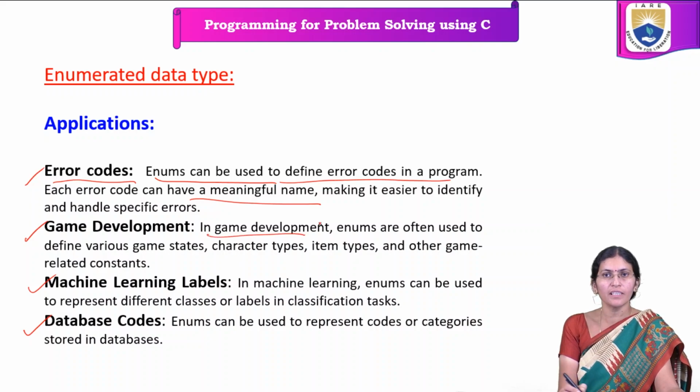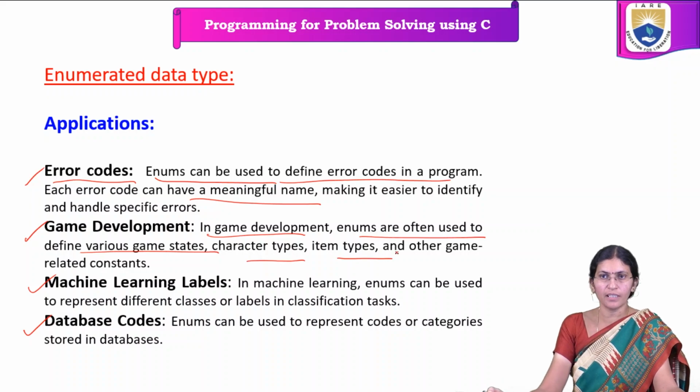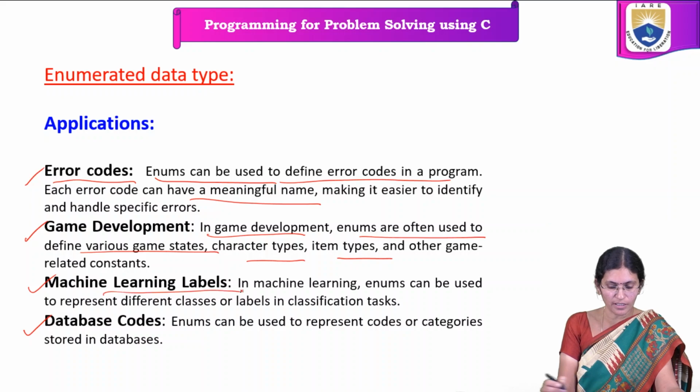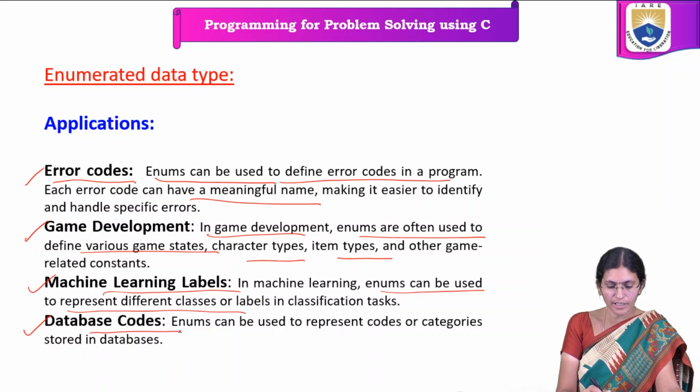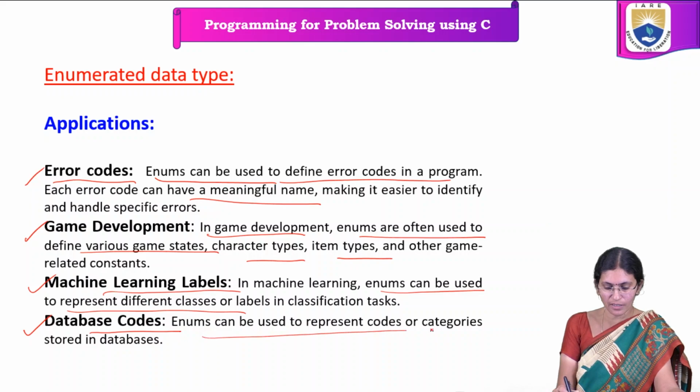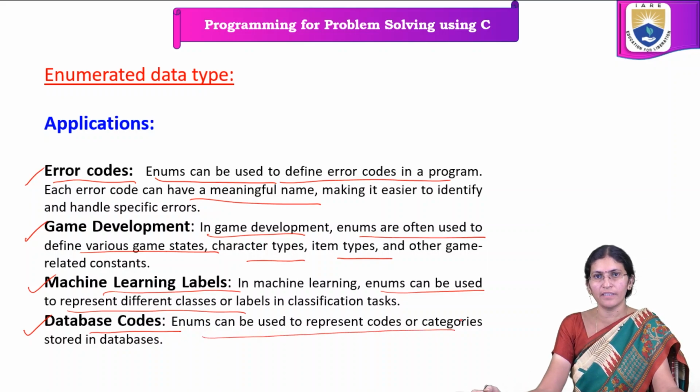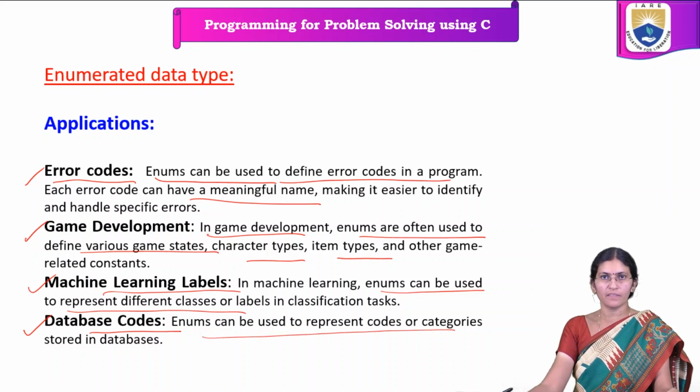Next, in game development also, enums can be used. They are often used to define various game states, character types, item types, and other game related constants. We can also use it for machine learning labels. In machine learning, enums can be used to represent different classes or labels in classification tasks. Then database codes: enums can be used to represent codes or categories stored in databases.